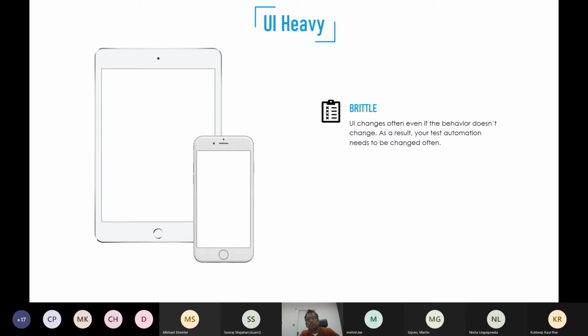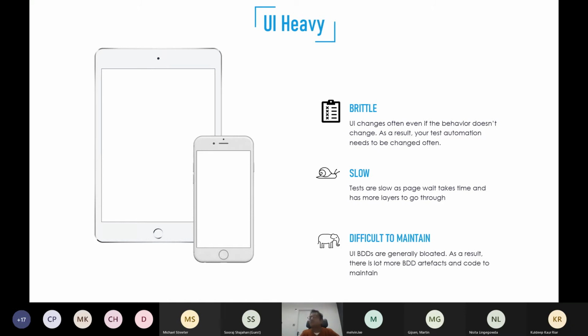When I say brittle, what I mean is, even if your behavior doesn't change, let's say account opening is a behavior and the API hasn't changed at all, but the UI has changed, it means that all your automation scripts have to be changed. That's why it becomes very brittle. It is very slow because there is a page wait for each of those, and also it has to go through different application layers. So UI is very slow. And finally, it is difficult to maintain, because if your UI keeps changing, you have to keep changing your automation scripts, even though it has nothing to do with the behavior of your application.